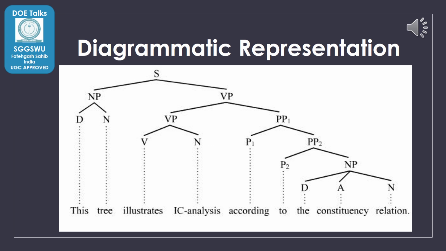The preposition phrase is divided into preposition and preposition phrase 2, that divides "according" and "to the constituency relation." Preposition phrase 2 is again divided into preposition 2, that is "to", and noun phrase, that is "the constituency relation." The noun phrase is divided into the determiner, constituency, adjective and noun relation.